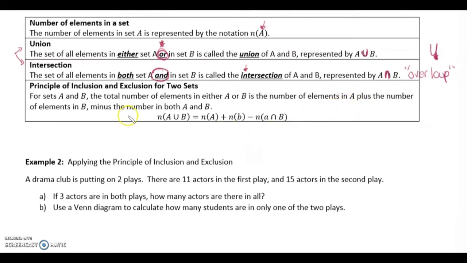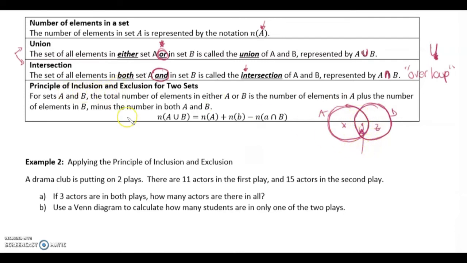Okay, and now what we basically did in the previous question is we used the principle of inclusion and exclusion of two sets. So for sets A and B, say we had X, Y, and Z, we can't just add up everything in A and then everything in B, because we're going to be double counting that Y value. We're going to be double counting that overlap.